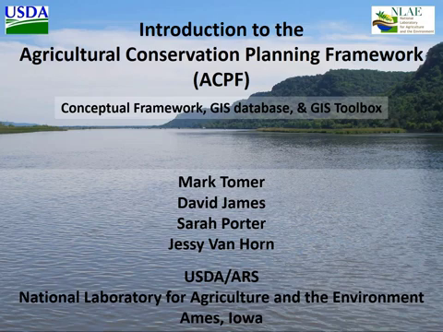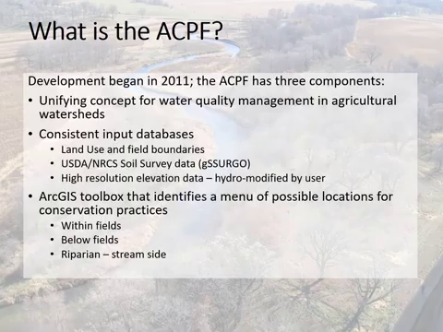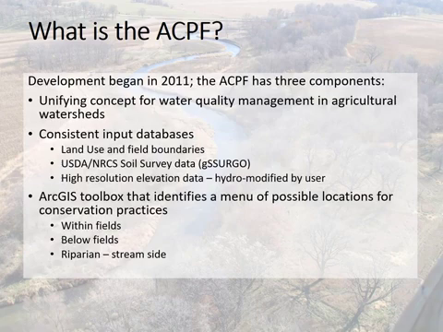So this is an effort to introduce a new technology into watershed planning for agricultural watersheds and encourage agricultural producers to more effectively participate in local watershed planning for water quality improvement. So we began work on the ACPF in 2011.